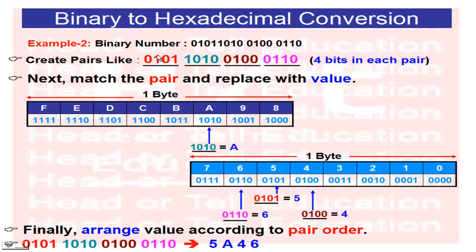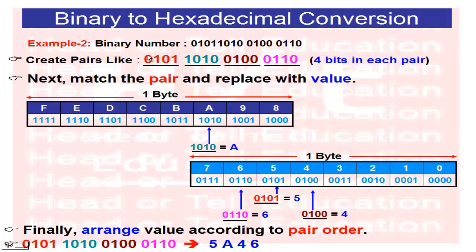One more example for this. Here the binary number is 0101110010001100110. Now, same as before, create pairs of 4 bits, but always create them from the right side. First we select 0110, this is the first pair, then 0100, the second pair, 1010, the third pair, and 0101, the fourth pair. So each is a 4-bit pair. Now find the pair values.